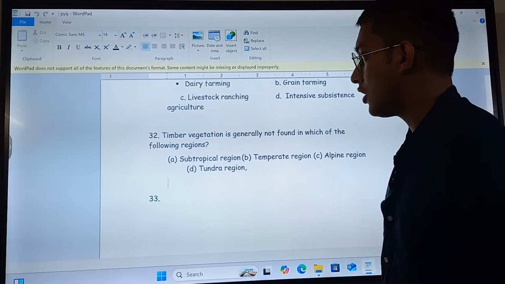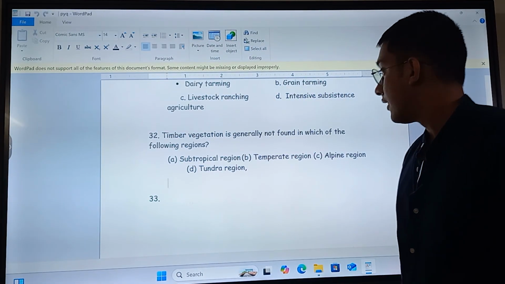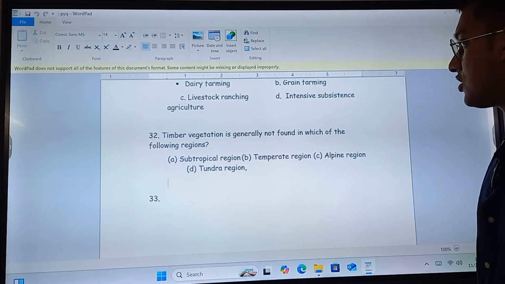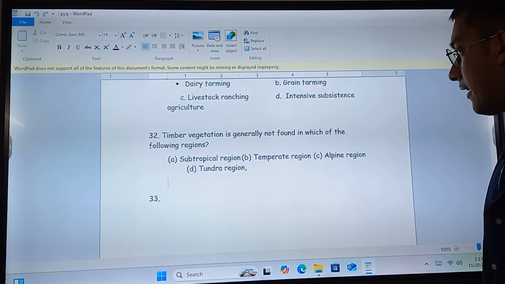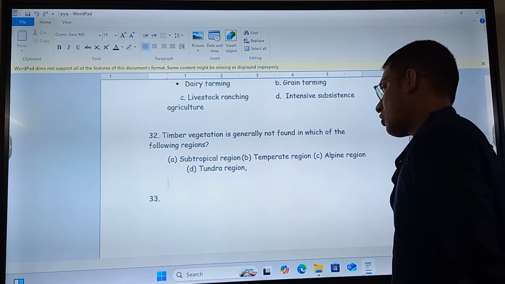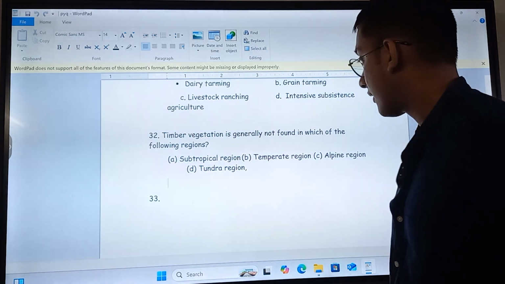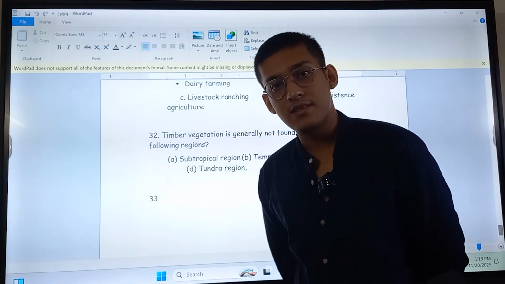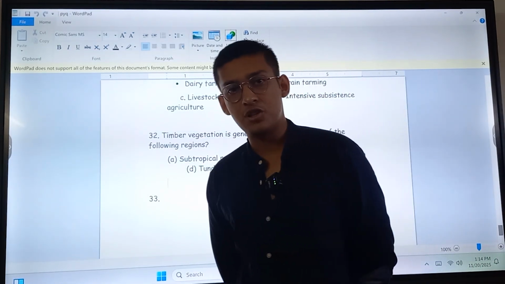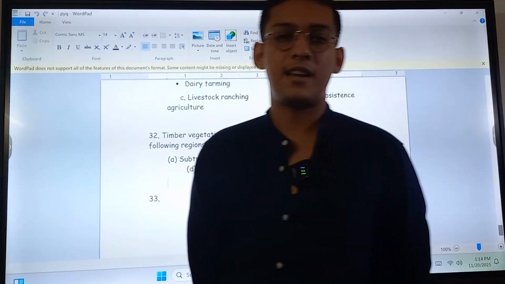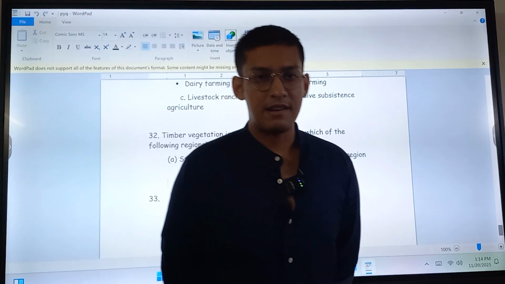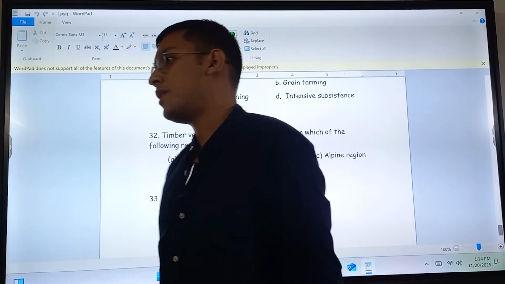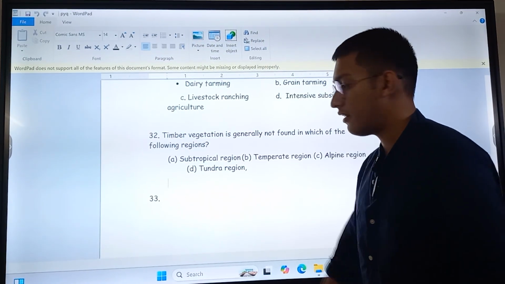Coming to the last question, timber vegetation is generally not found in which of the following regions? Subtropical, temperate, alpine, or tundra? In subtropical, of course, we find timber. In temperate, of course, we find timber. Tundra is the coldest region. In the coldest region, we don't find much vegetation. There might be some conifers, there might be some pine trees, that's all. But we don't find timber there. So the answer is the tundra region.